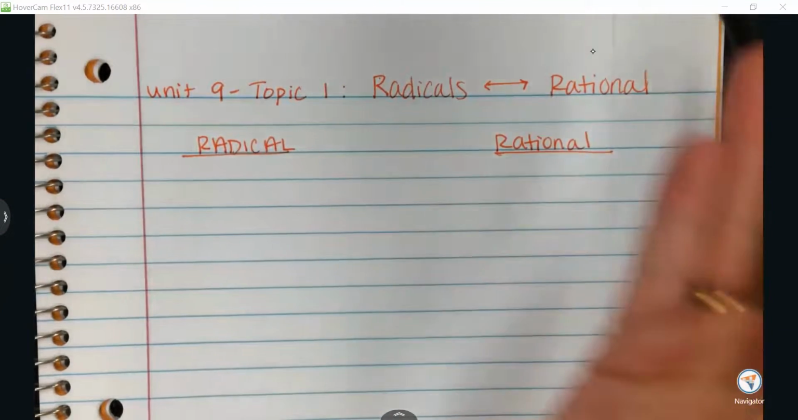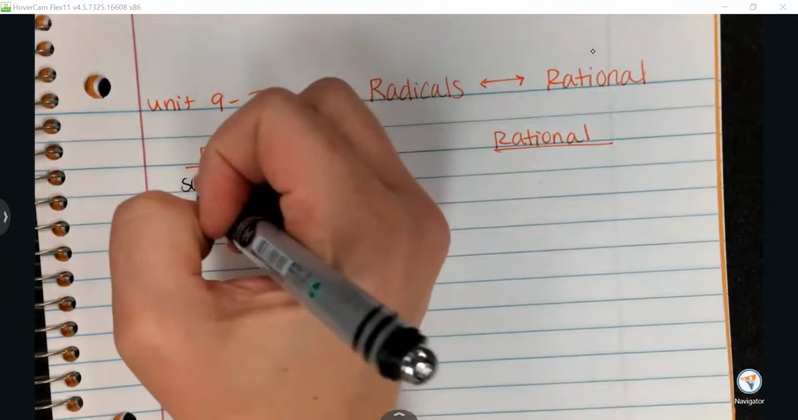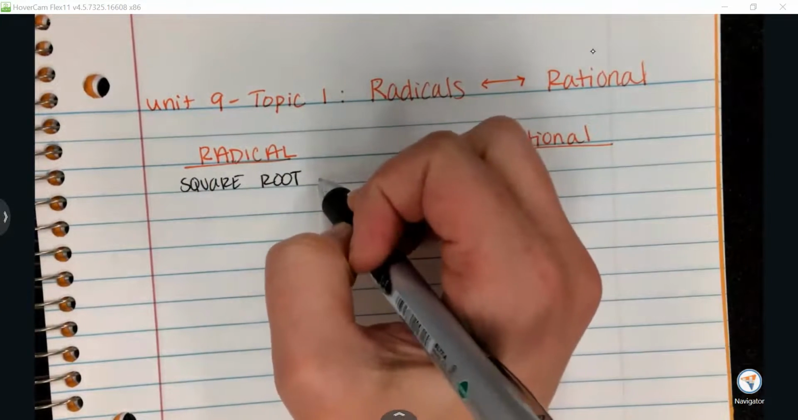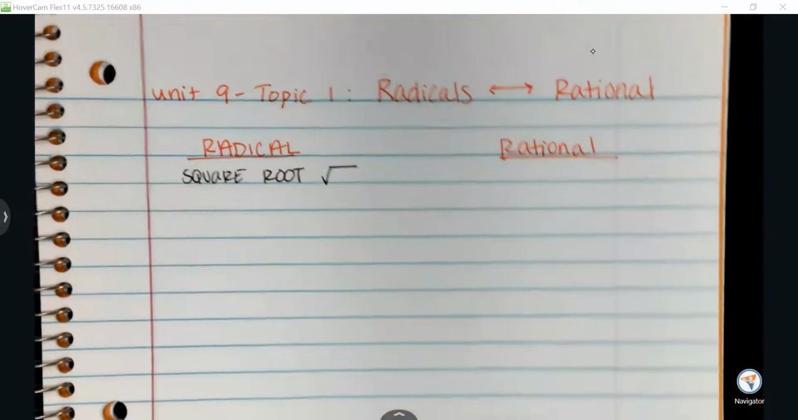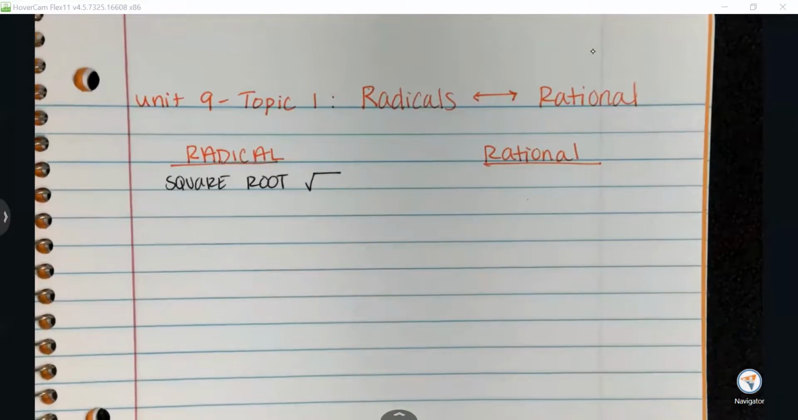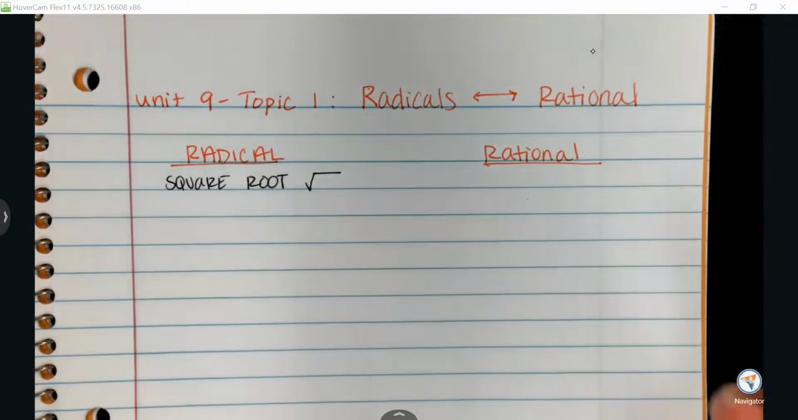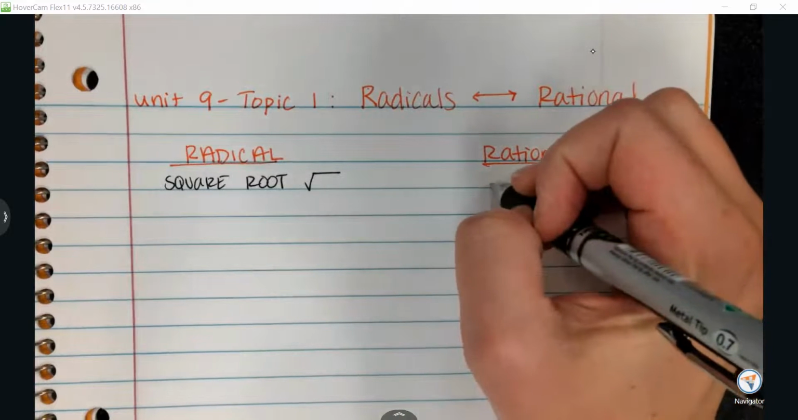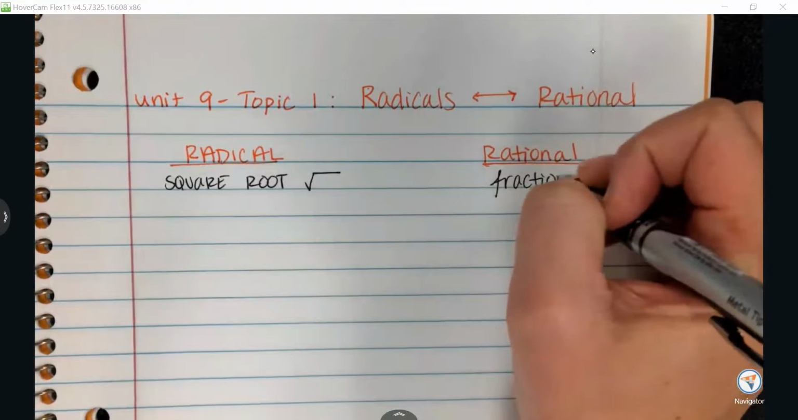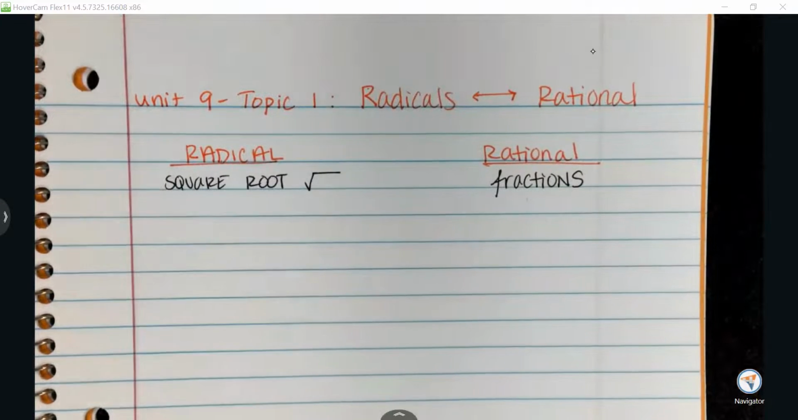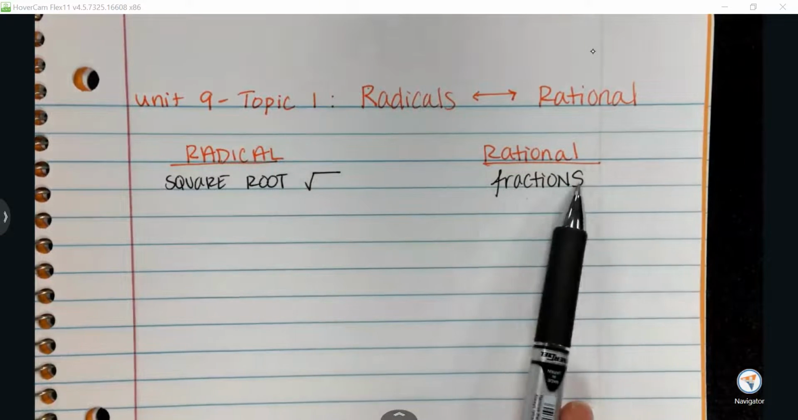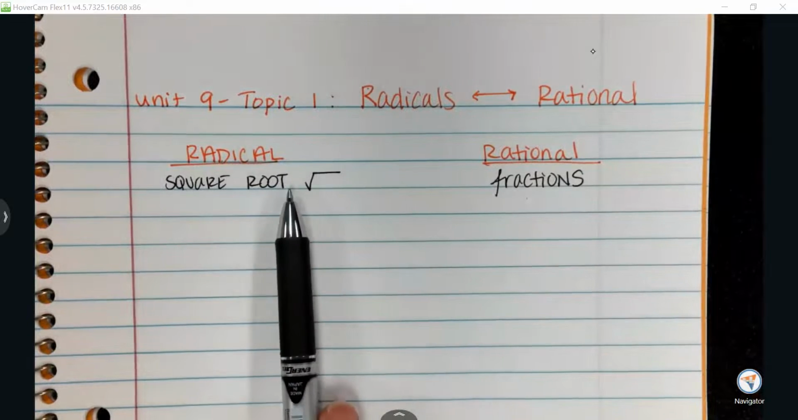A square root. Y'all have got to know that. A square root or a radical house. It's the same thing. Same shape. A rational is a fancy way of saying fractions for today. A rational is basically a fraction. So we're going to go from roots to fractions and fractions to roots.